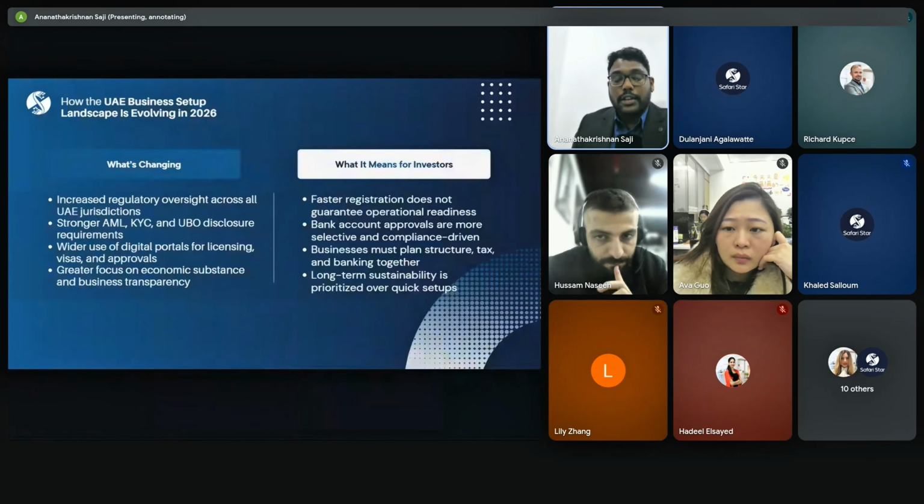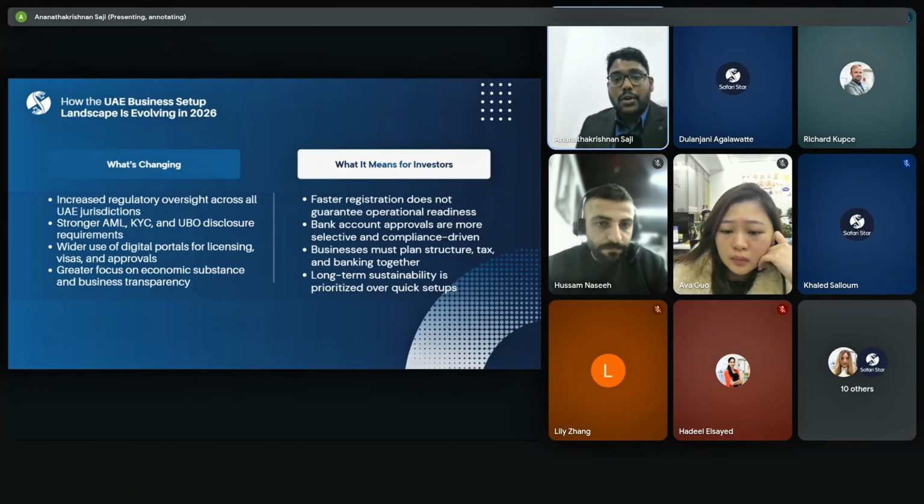The initial registration for every process, let's say company formation or registration of corporate tax, has been made easy. The whole concept of UAE is to give you faster registration so that you can start your business operations right away. But you as an investor should have a readiness operation structure so that you can move forward with your business and focus less on paperwork.